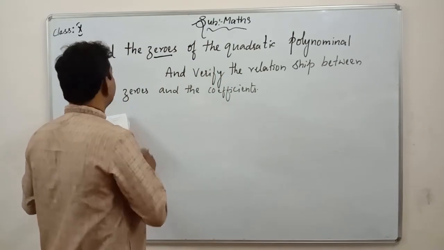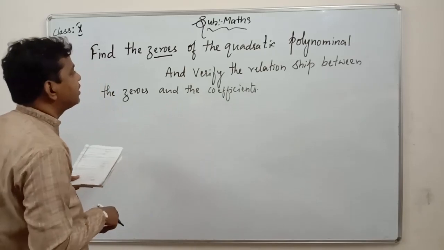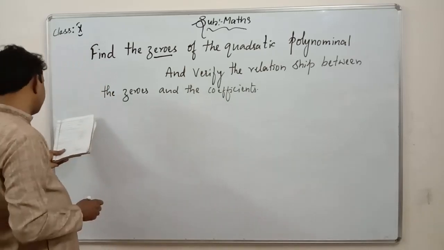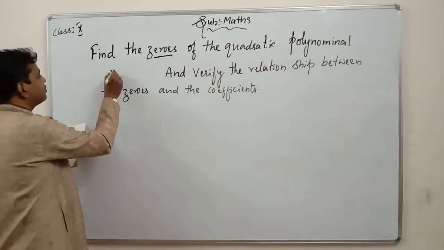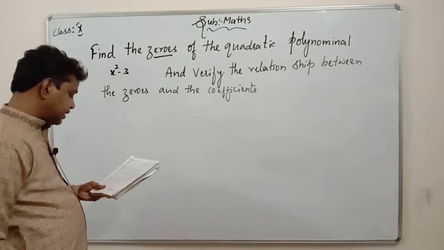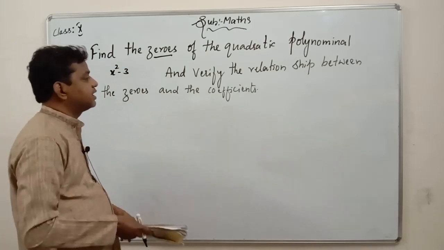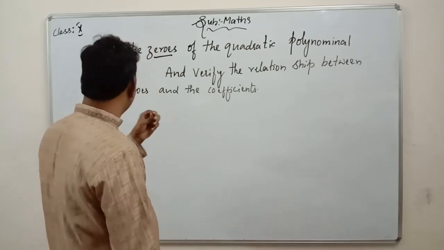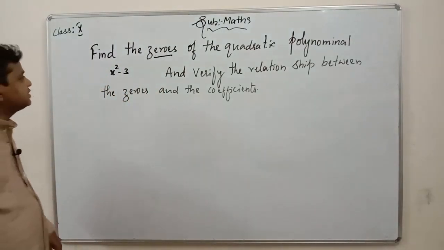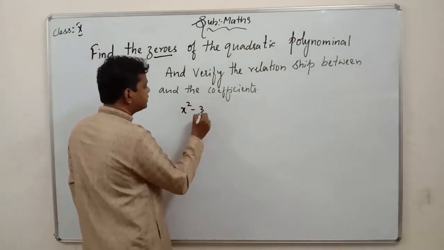Find the zeros of the polynomial. Then the polynomial, quadratic polynomial, zeros of the quadratic polynomial. The polynomial is given as here x square minus 3, and same thing, and it is asking us to find the relationship between the zeros and coefficient. The same thing he has given there. Now the equation, or the polynomial, is x square minus 3.